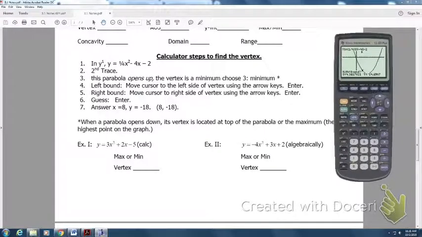You hit enter, then it is going to say right bound. You arrow over to the right, hit enter. These two arrows, if you look up here, and you'll see them on your calculator as well, it is setting a window, and it is going to tell me the lowest point within that little window. So if you hit maximum, it wouldn't give me that minimum point, which won't be the vertex. Whenever it says guess, don't guess, because if you hit enter again, it's just going to give you the point anyways. So you should get 8, negative 18.